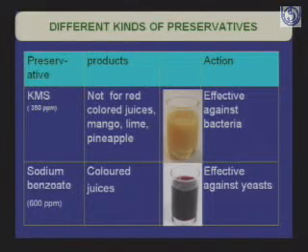Now it's important to know the difference between these kinds of preservatives. We have talked about potassium metabisulfite and sodium benzoate. KMS is not used for red color juices, but it can be used for mango, lime and pineapple. If you want to preserve grape juice, you cannot use KMS, but you can use sodium benzoate, because KMS will bleach away the color. So always remember this important difference, the kind of product in which you are going to use these preservatives. KMS can be used for lime, mango and pineapple, and it is effective against bacteria, whereas sodium benzoate is effective against yeast.